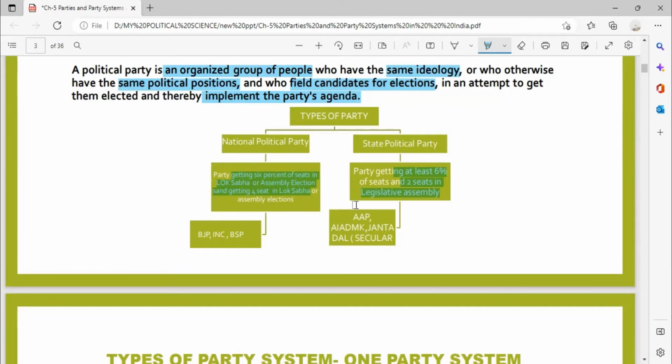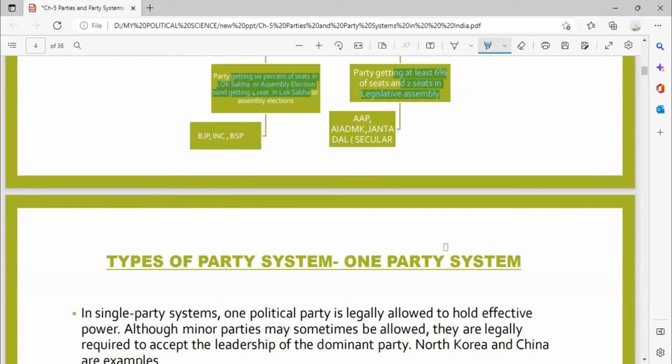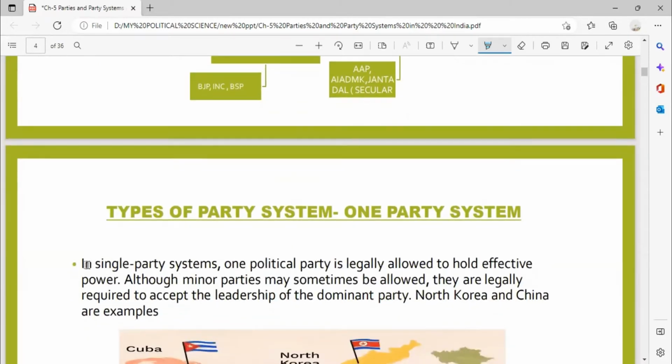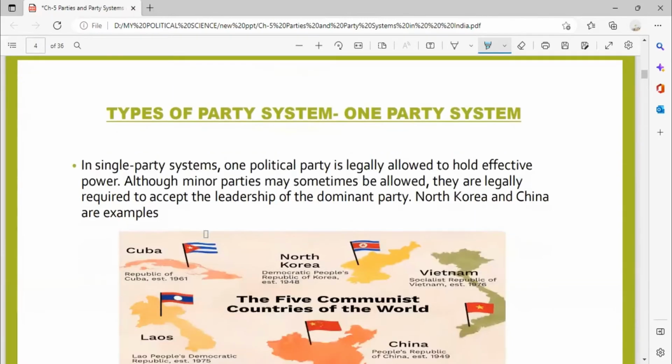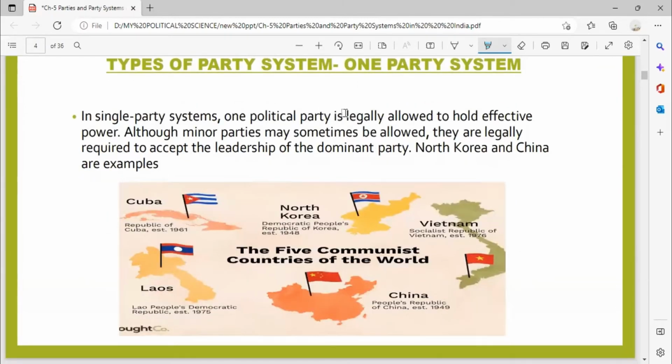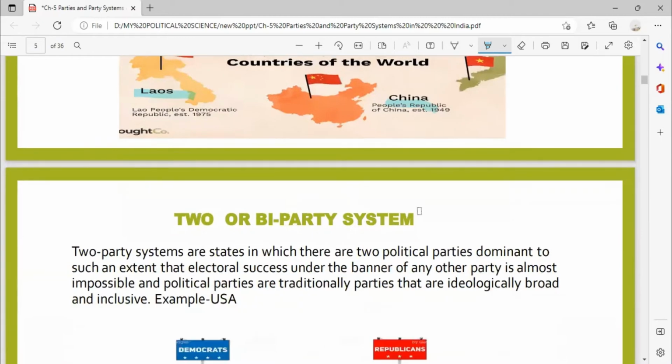For example, the first one is known as one party system. In a single party system, one political party is legally allowed to hold effective power. Although minor parties may exist, sometimes may be allowed, they largely have to accept the leadership of the dominant party. North Korea and China are examples. Here, China, Vietnam, North Korea, then Cuba, Laos. So all such countries.